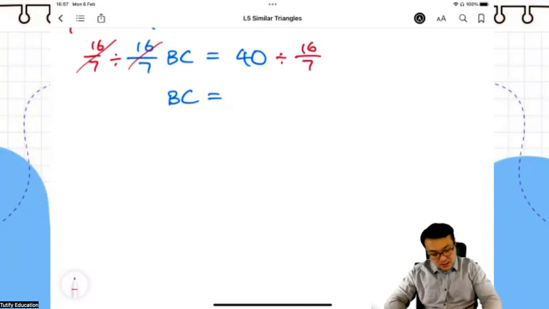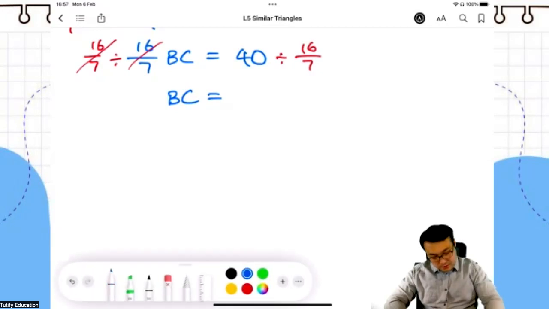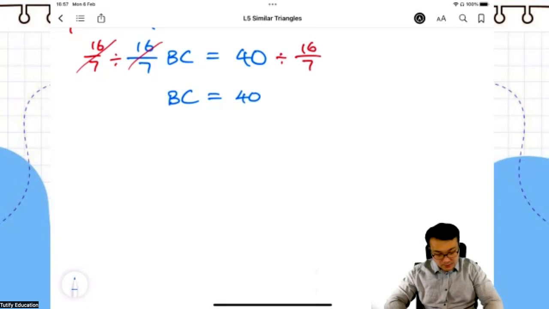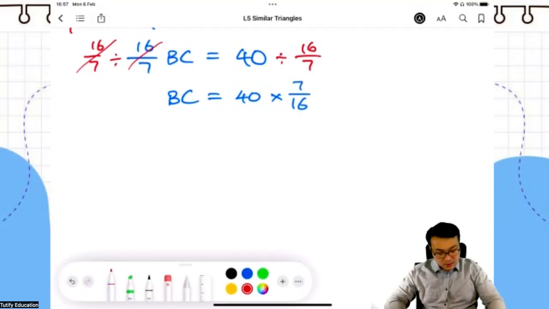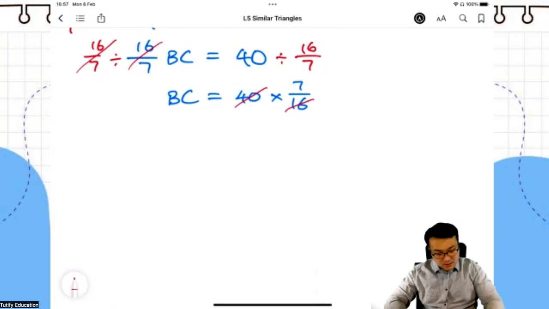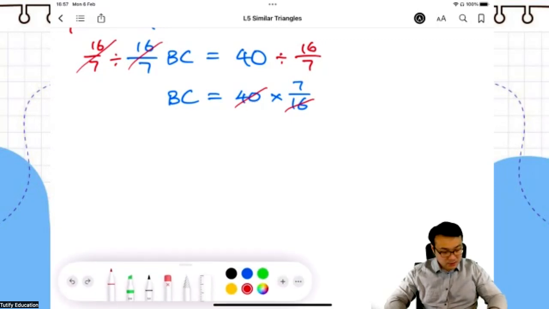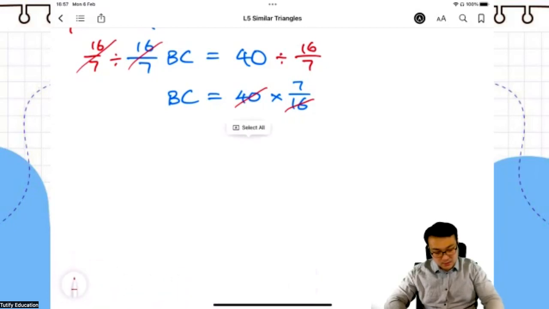So I cancel this because it becomes 1. It just becomes 1. So now we have, instead of divide, what should I do? Times. Times what? 7/16. Okay, good. Now let's simplify. 40 becomes 40/1. So can I divide both of them? Which number can I divide them by? Just to make it easier, just divide by 2 first.